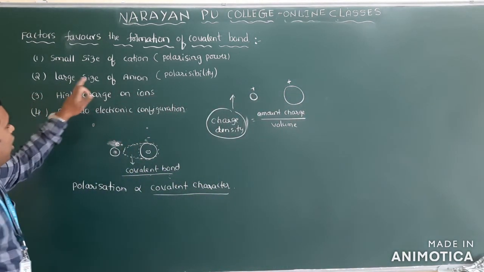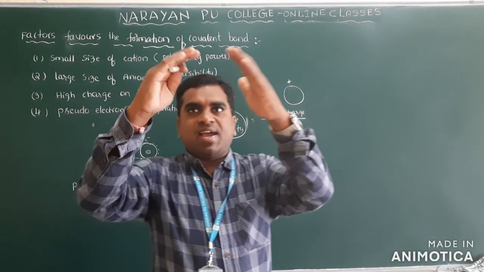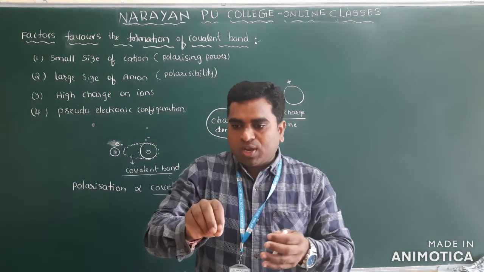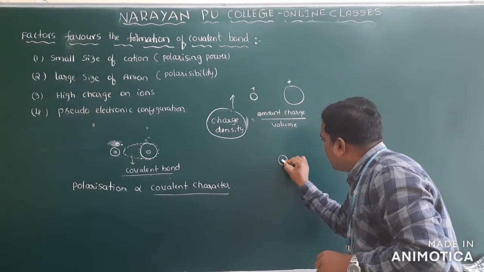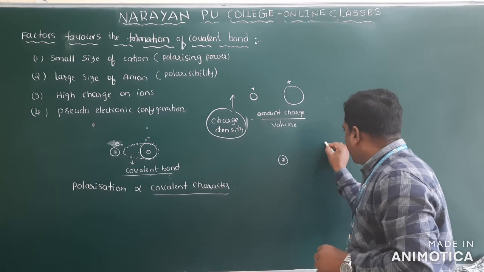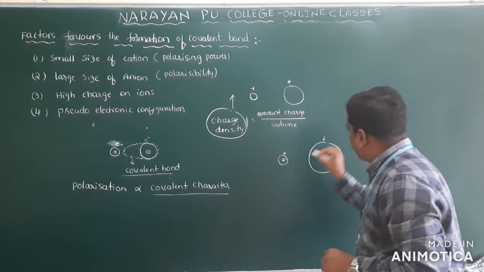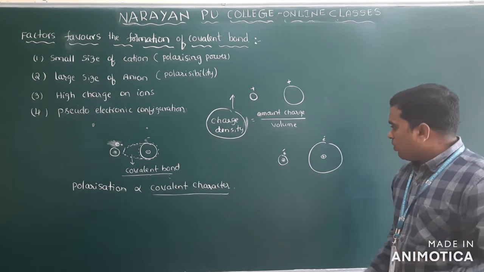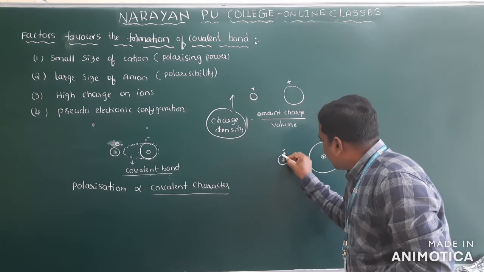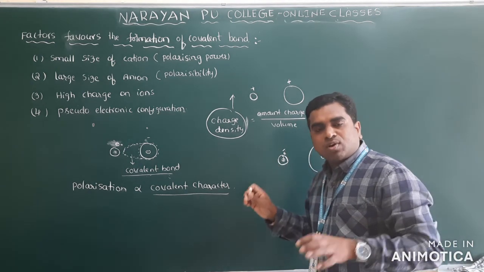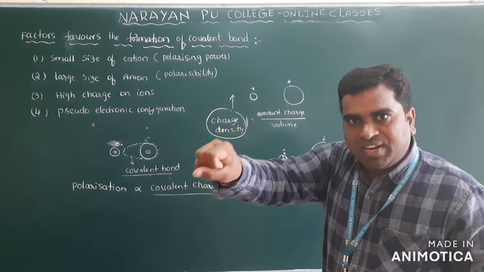Next, a large size of anion. Why should it be large? Because when the size is large, the nuclear force on the outermost electron will be very less. Here is the nucleus, and here are the electrons. If the size is small, the distance between the nucleus and the outermost electrons will be very small, so the nucleus holds the electrons very tightly.